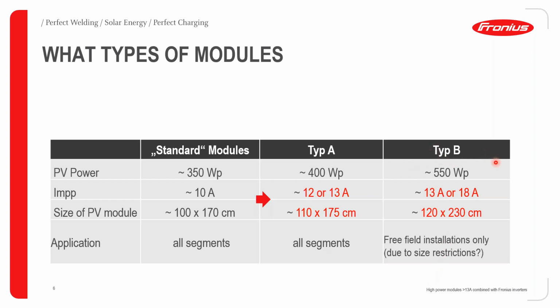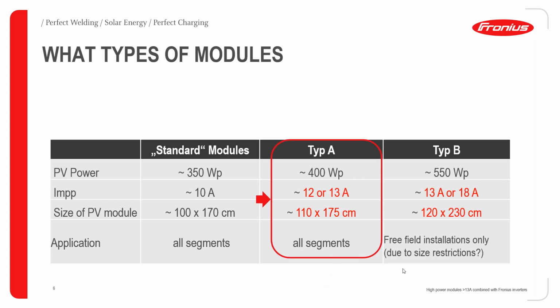The third class is what we are referring to as type B modules, and these are approaching or going above 550 watt peak, with a current in the region of 13 amps all the way to 18 amps. The module dimensions are significantly bigger compared to the other two classes, with a width of 120 by a length of 230 centimeters. Because of these dimensions, the application of this type B module will be quite limited when it comes to rooftop installations, because handling this module size on the rooftop will become quite tricky.